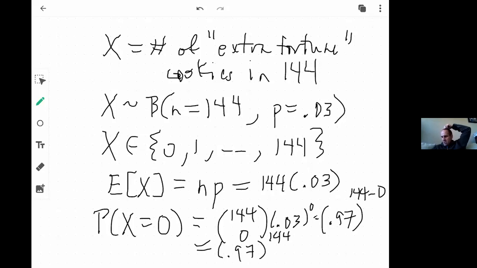That makes sense, because we could have reasoned that out even before having that formula. You go to each one of the 144 cookies and ask, what's the probability that it doesn't have an extra fortune? Well, 97%. What about the next one? 97%, 97%, 97%. They're all independent, so you can just multiply all of those probabilities together, whatever that number ends up being.